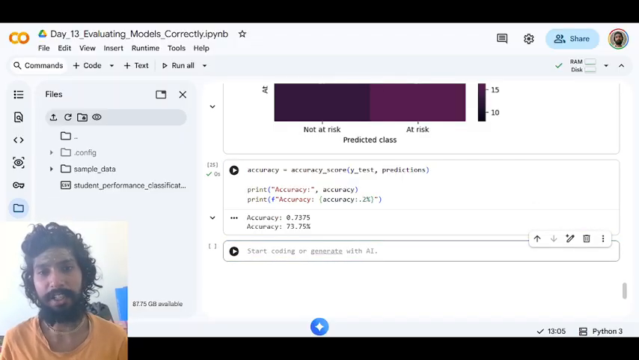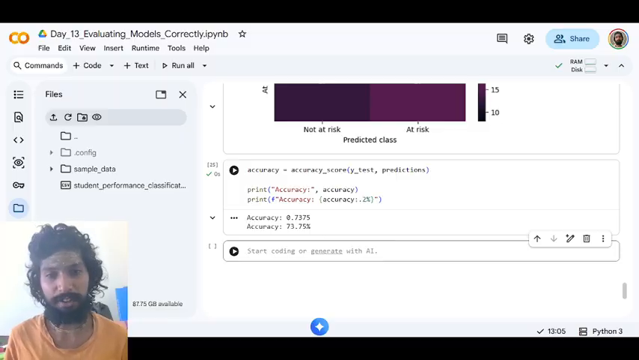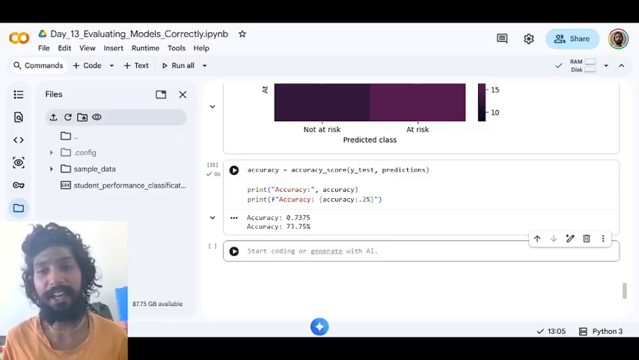Suppose the accuracy is 73%. That means the model made the correct class prediction for 73% of the test students. But accuracy does not tell us which students were classified incorrectly. It does not tell us whether the model missed the at-risk students. That is why accuracy should not be used alone.